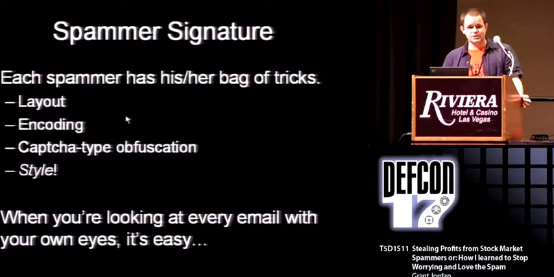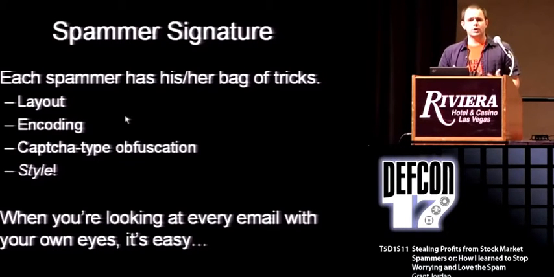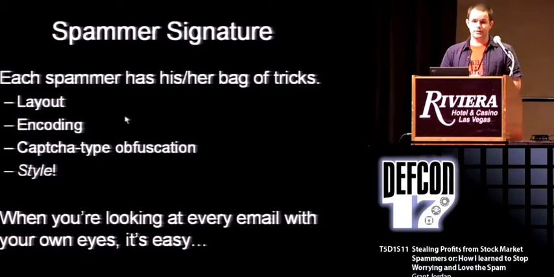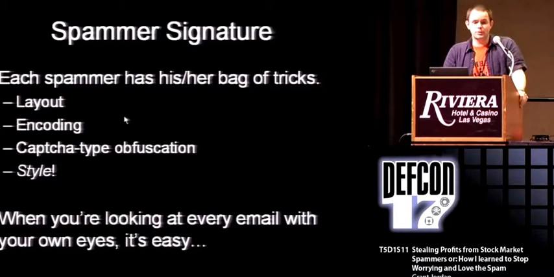Everyone's got their own bag of tricks for evading the spam filters, right? And those are very closely guarded style secrets. So there's the layout, the encoding of the email, any type of CAPTCHA type obfuscation, little squiggly things to make sure that a spam filter can't read the text, and just generally their style. It's kind of hard to quantify, but it's really, really easy when you're looking at 50,000 spam emails all the time. It turns out you just recognize stuff really quickly.